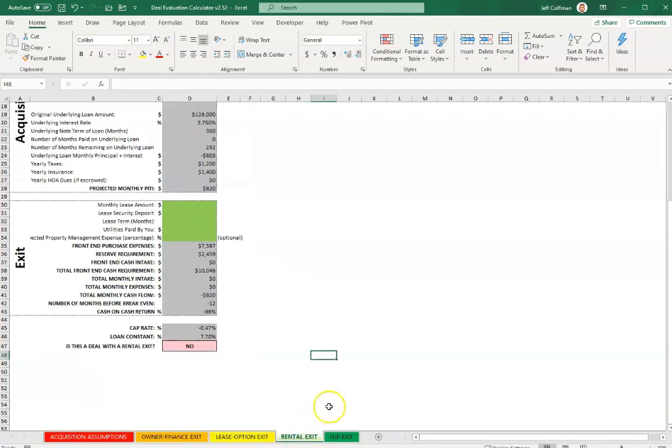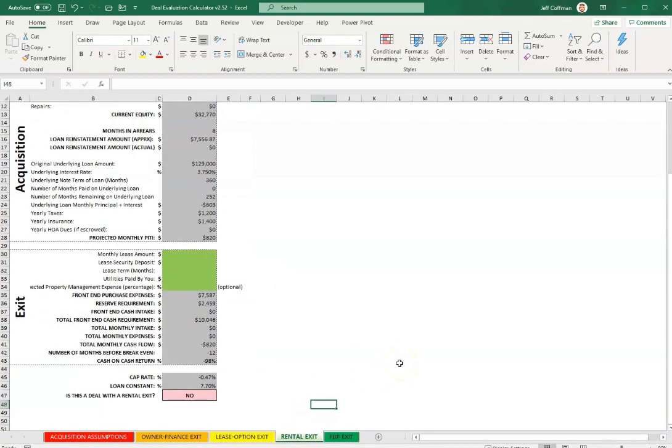If we go to our rental, it gets even simpler. Monthly lease amount, $1,200. Security deposit on a rental is usually 1 month's rent. So $1,200. Let's say this is a 12-month term. You're not paying any utilities, and you're doing 10% property management. So you're going to have cash in this deal. You're not going to be able to avoid it with such a small security deposit. But nevertheless, it's still a really great deal.